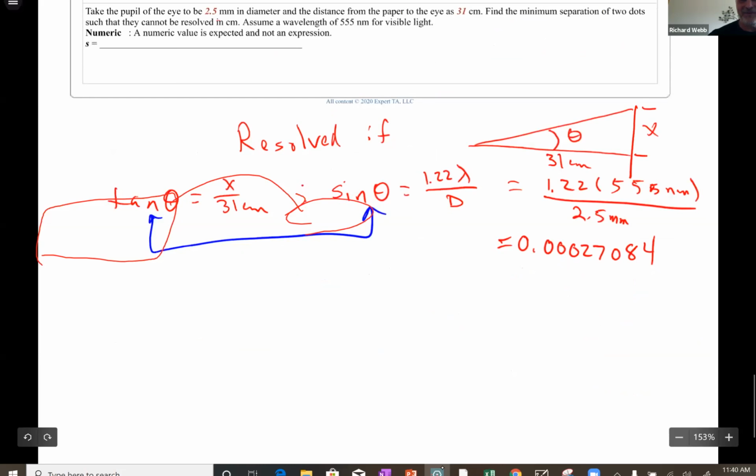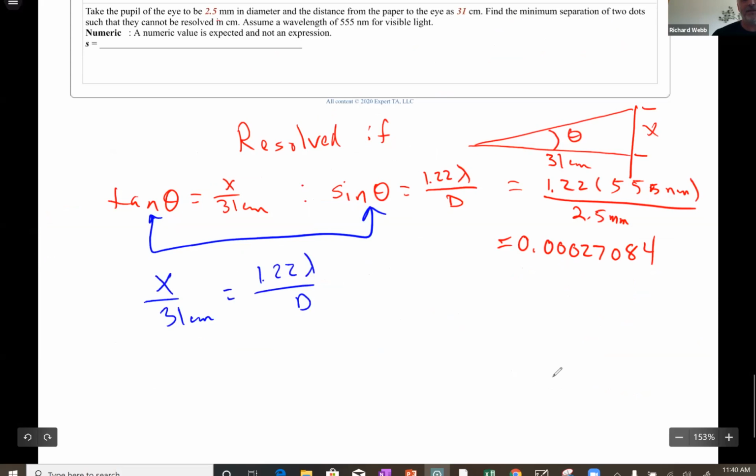There's got to be a way for me to clear all drawings. There we go. And so I'm just going to say x over 31 centimeters equals 1.22 lambda over d over 2.5 millimeters. And now I have 3 units, centimeters, millimeters, and nanometers, but it's just math. Okay.